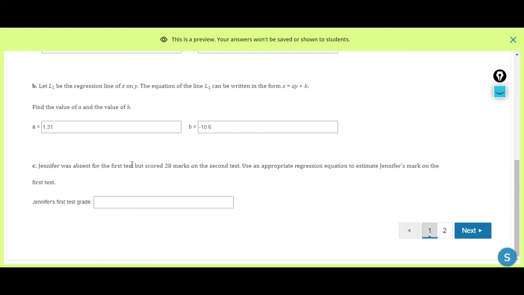Sorry, she was absent for the first test. Yeah, I did read that correct. And she scored 28 on the second test. Use an appropriate regression equation to estimate Jennifer's mark on the first test.